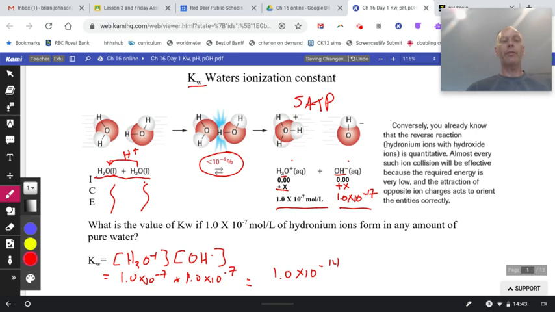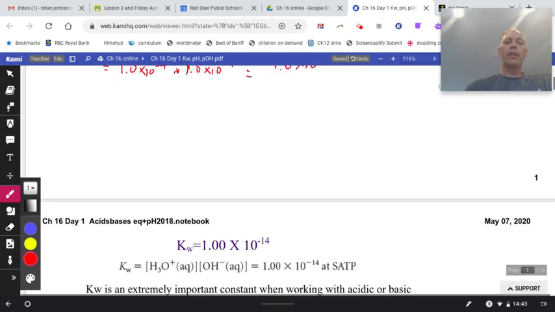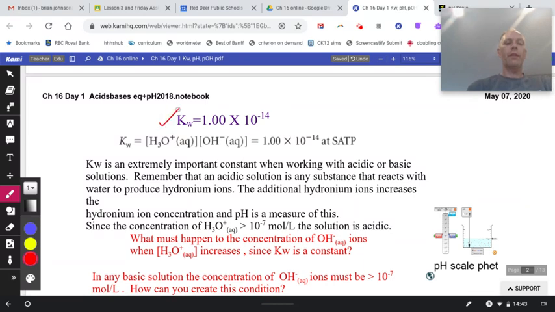And like every other chemical reaction, it is a constant. It does not change at SATP. So at that temperature, the Kw for water is always 1 times 10 to the minus 14. There it is. And that's in your data book as well. So it's a constant we can work with. Now, what makes this constant interesting and useful is because these two multiplied together always equal 1 times 10 to the minus 14. If we increase one of them, what has to happen to the other?